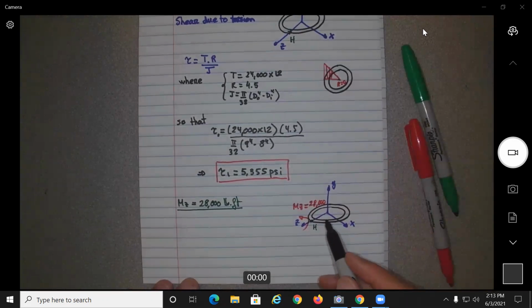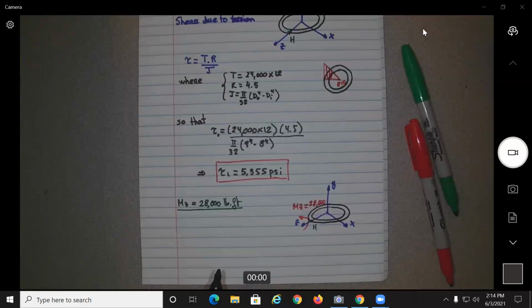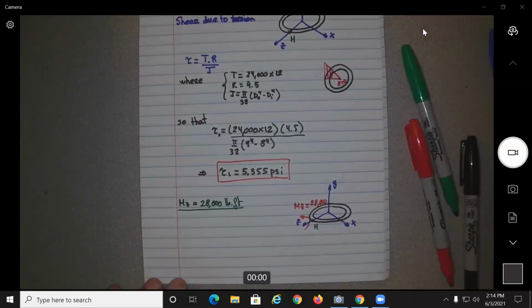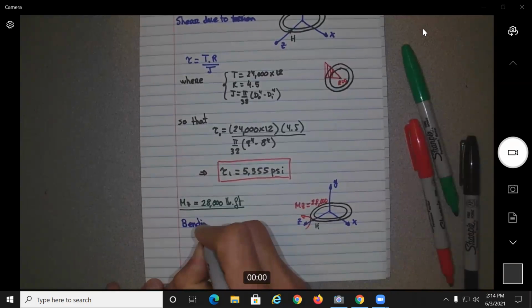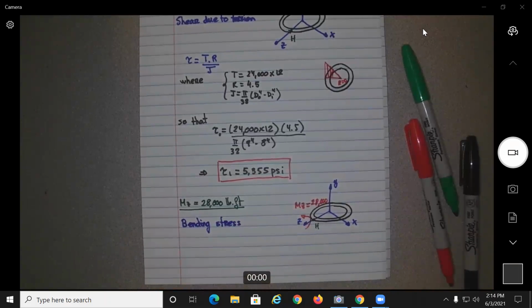So what type of stress is going to produce that moment? Is it going to be torsion or bending? Bending. So it will be, as we said before, it's going to induce bending stress.